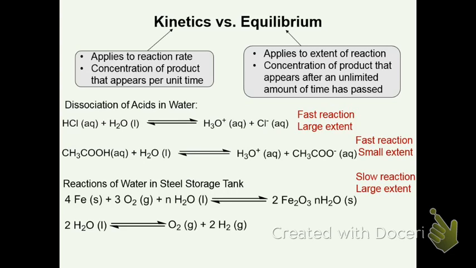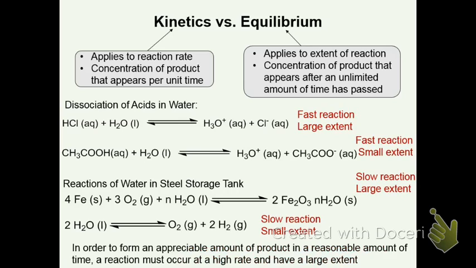Another reaction that could potentially occur in the storage tank is the decomposition of water to form oxygen and molecular hydrogen. Now this is a reaction that is also very slow, but it also occurs to a very small extent. So over a period of time, iron will rust in the steel tank, but very little water is going to be converted to oxygen and hydrogen. So it occurs very slowly, and very little of the conversion actually occurs once equilibrium is established.